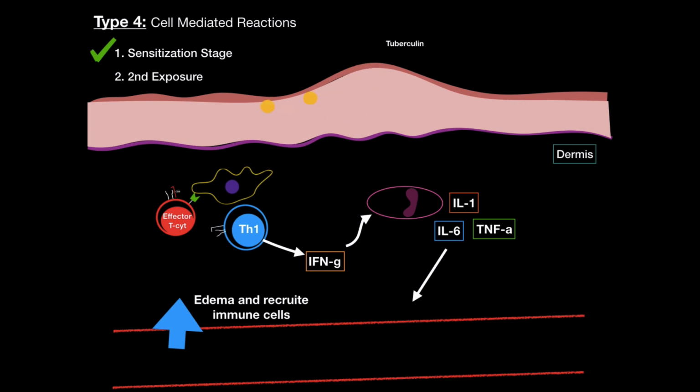Other thing that could happen is that it could get inside the cell or even between the cells, and that could cause the effector T cytotoxic cell to actually kill the cells that are infected with the tuberculin.